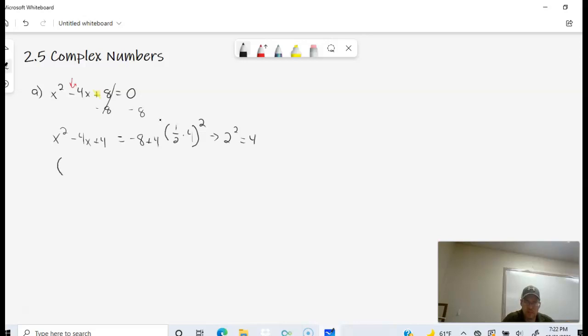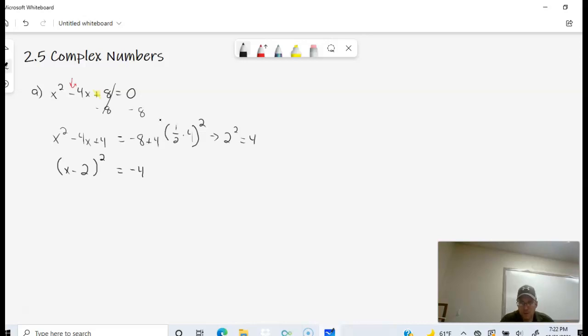Now, because I completed the square, I know it's going to be a quantity squared. -8 plus 4 is -4. I know it's going to be x minus, because of the minus there, and whatever half of b was, so it's going to be a 2. When I multiply that out, 2 times 2 is 4, 2 plus 2 is 4, so it works.